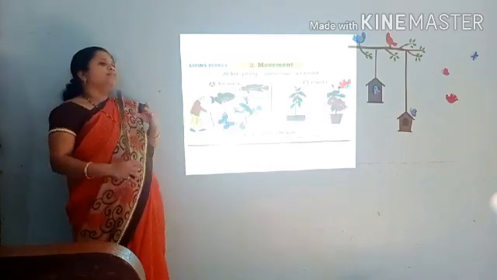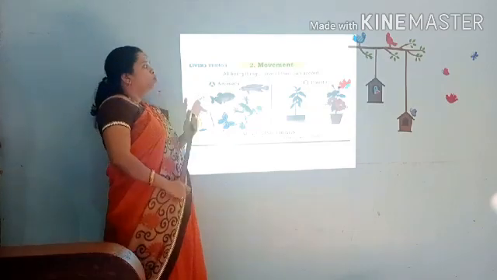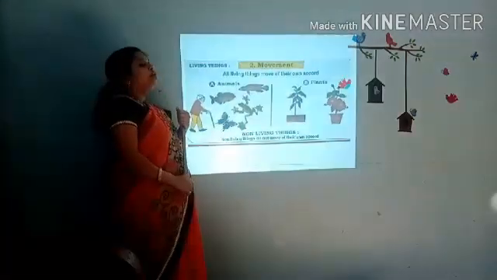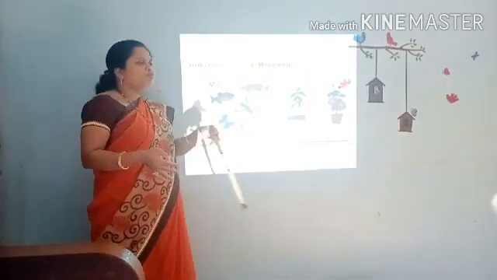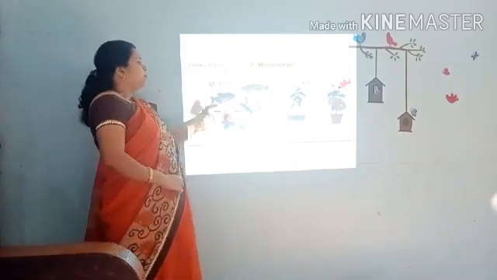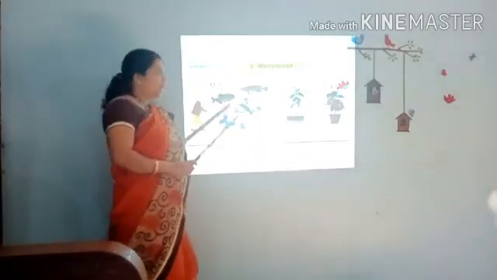So the second characteristic in the living thing is movement. Movement is very important in living things. So we all can move. I can move from one place to another. You all can move from one place to another. Animals can move from one place to another, like that.